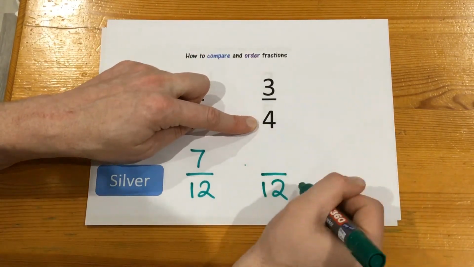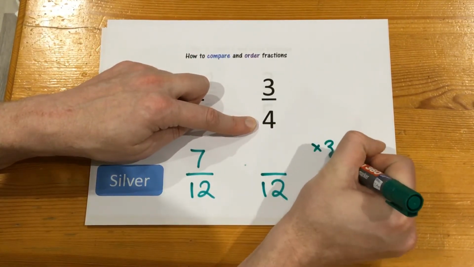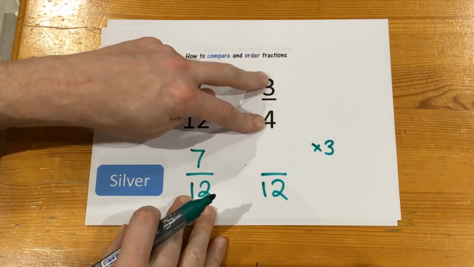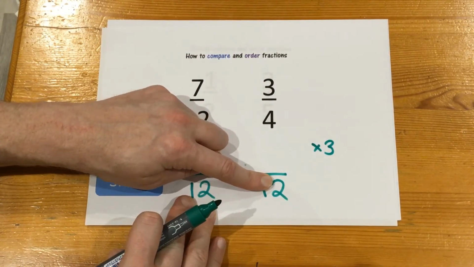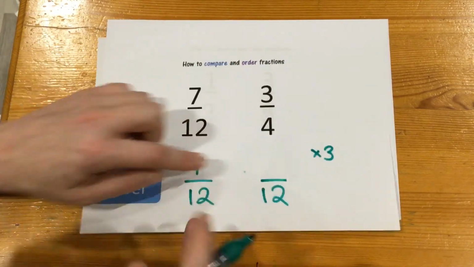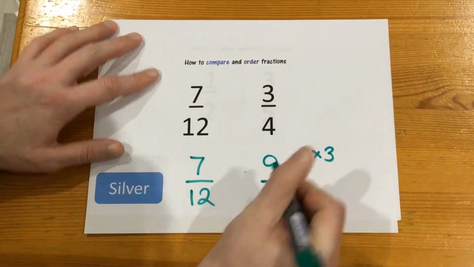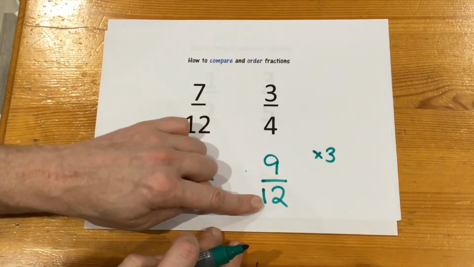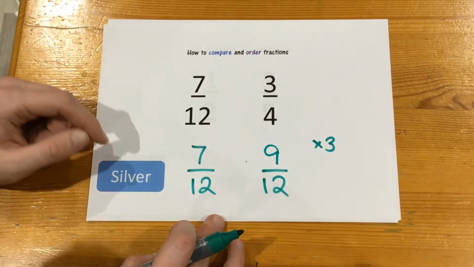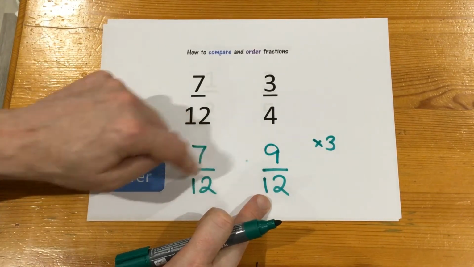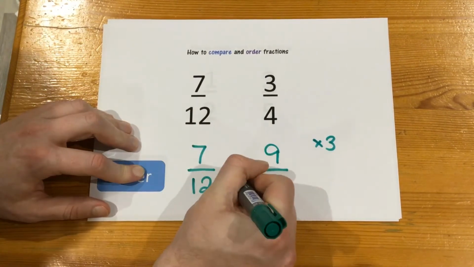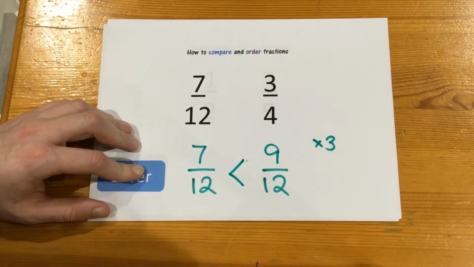How many 4s in 12? 3. So I'm going to be multiplying the numerator and denominator by 3. 4 times 3 is 12. Do the same to the bottom as the top. 3 times 3 is 9. So 3/4 is equivalent to 9/12. Now I'm back to bronze because I've got common denominator of 12. I've got the 7/12 and 9/12. 9/12 is bigger, is the larger fraction.